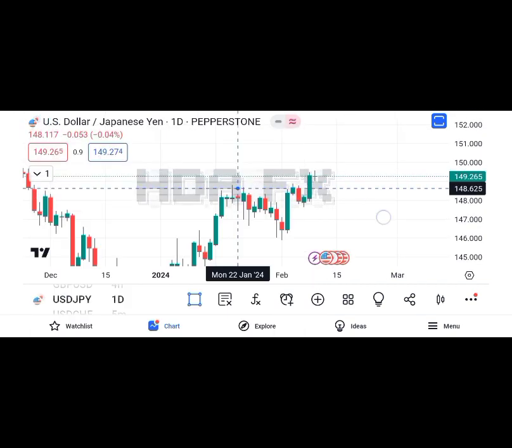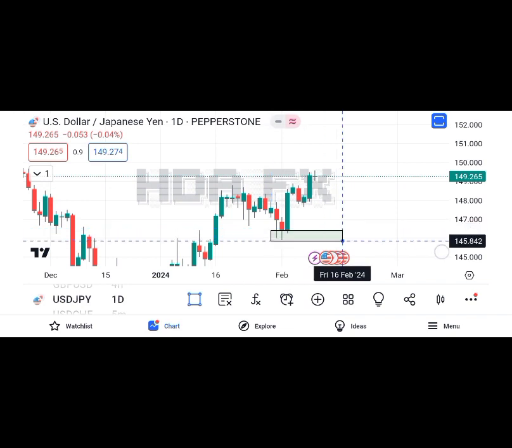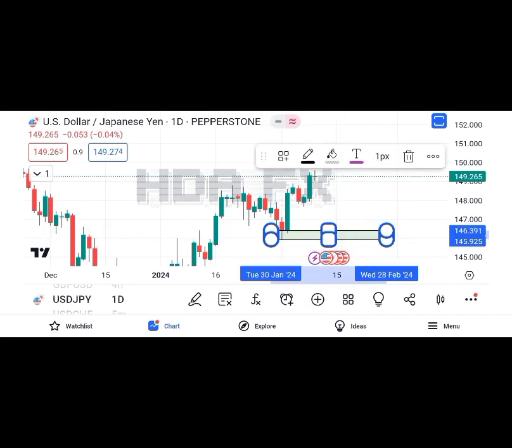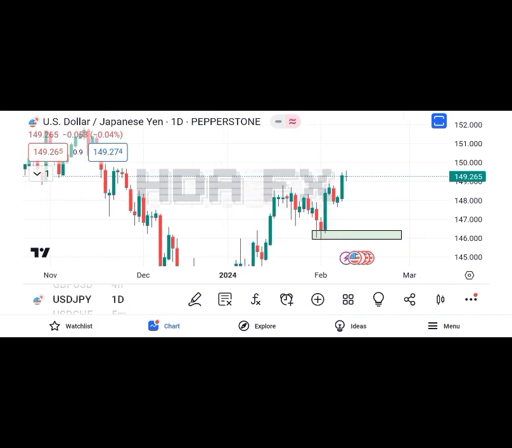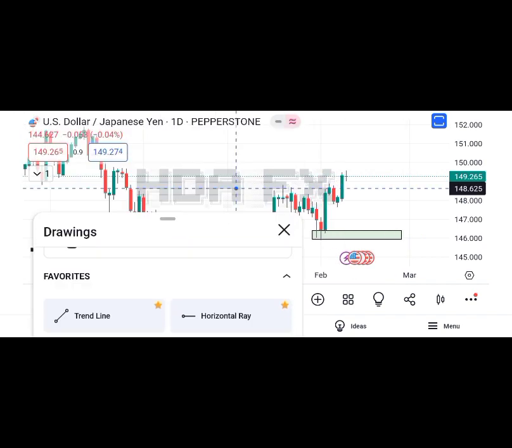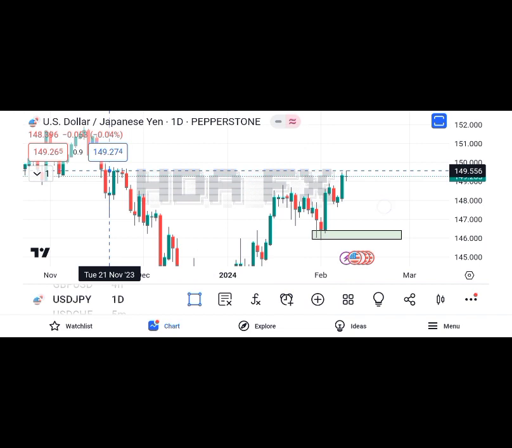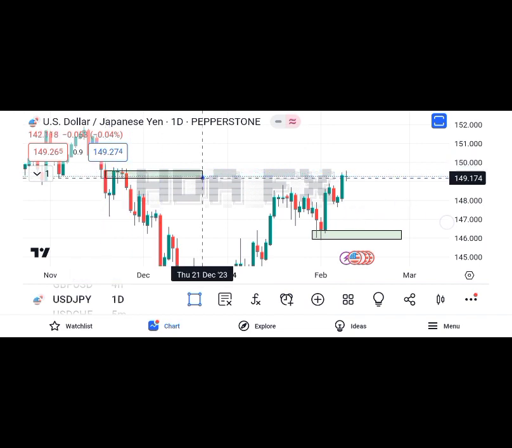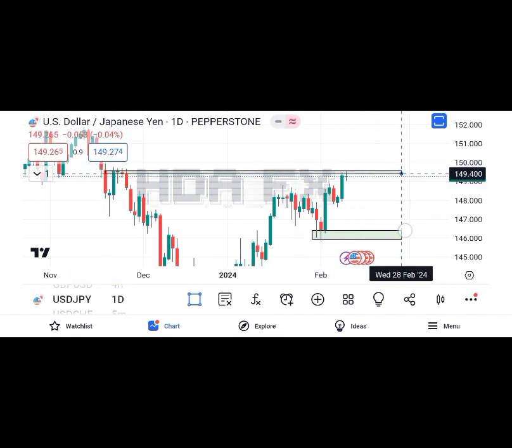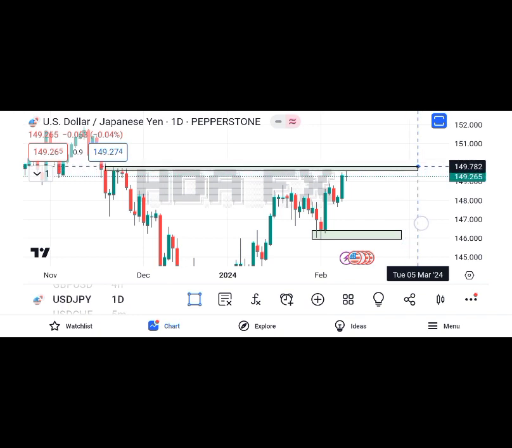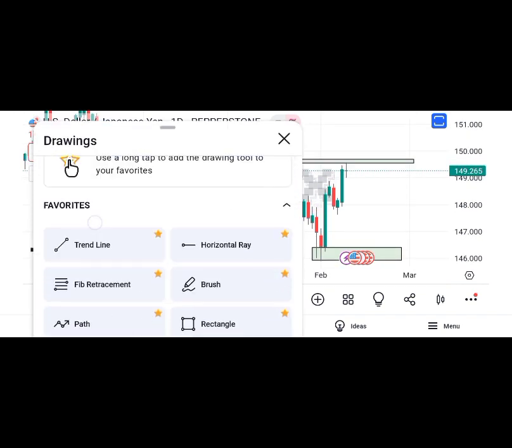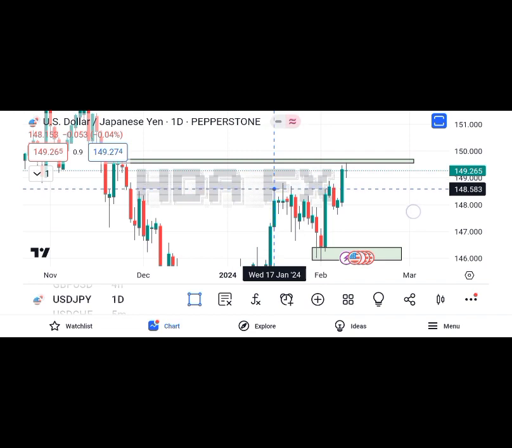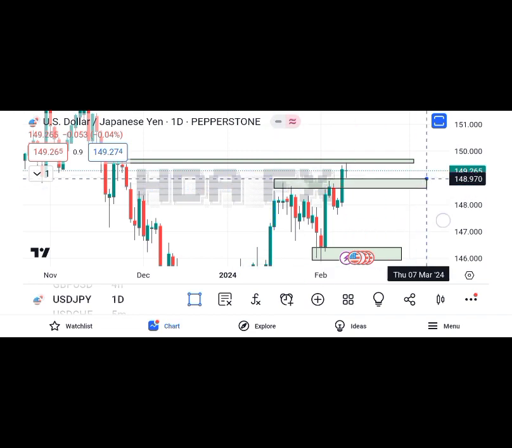We have a zone of interest here. And we also have another zone of interest here on the daily time frame. We also have another zone here, another zone of interest here, and we also have another key level here, and another key level here.